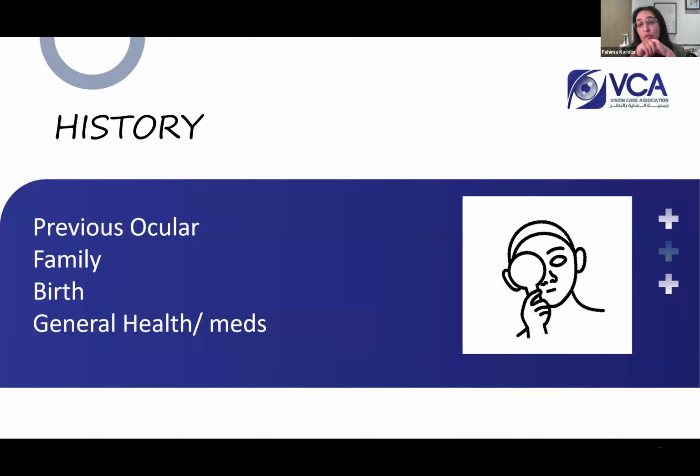Birth history. So for littlies, we usually like to know about the birth history. Were they born prematurely? Was it a normal delivery? Was it a forceps delivery? These things can affect the nerves and the muscles. Was it traumatic? A birth weight? Were they a low birth weight or normal? Were they in NICU for a while? And the last thing, general health, medications. Are they on any medications? How's their general health? Any associated syndromes? Any associated medical diseases?